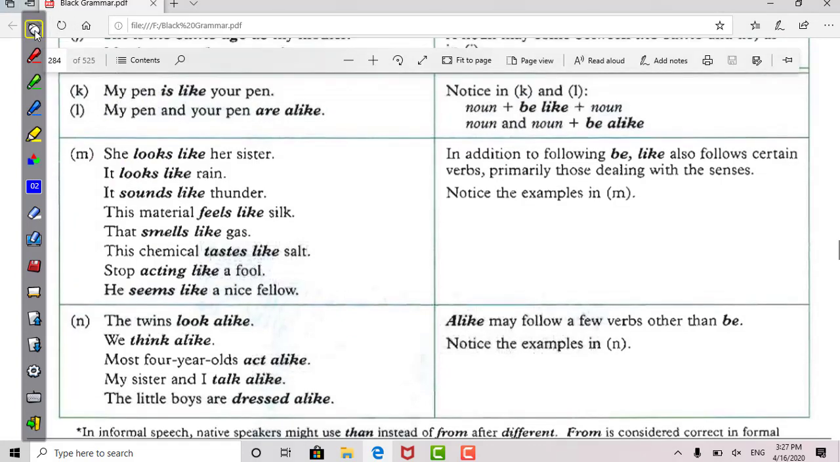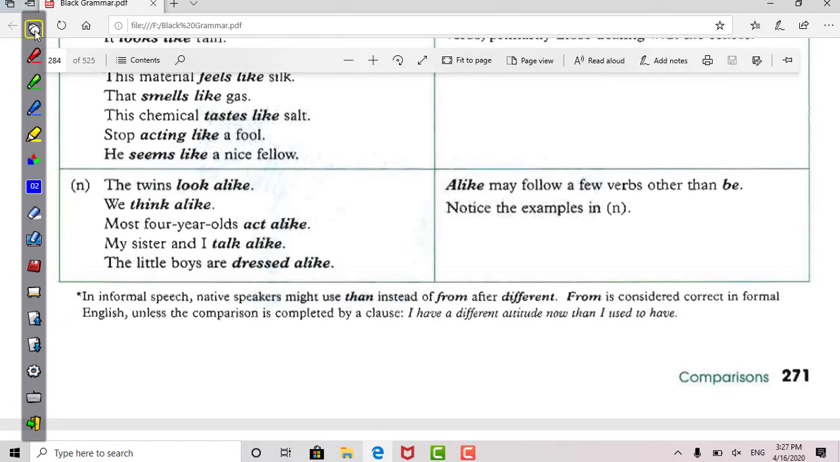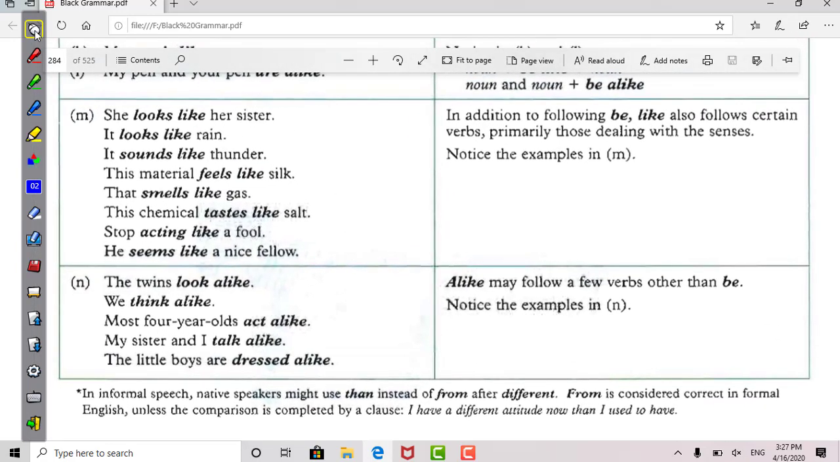Alike may follow a few verbs other than be. Okay. Look alike, think alike, act alike, talk alike, dress alike. All right. Alike may follow a few verbs other than be.